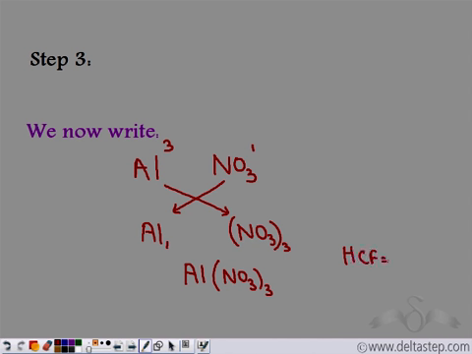Now, you remember we take the HCF. If we take the HCF of 1 and 3, we get 1. So there is no change. When we divide 1 by 1, we get 1. And when we divide 3 by 1, we get 3. So there is no change if we take the HCF. So the formula of the compound aluminium nitrate is Al(NO3)3, the whole thrice. This shows there is 1 atom of aluminium and there are 3 nitrate radicals. So this is how we name the radicals, and this is how we get the formulae of the compounds containing radicals.